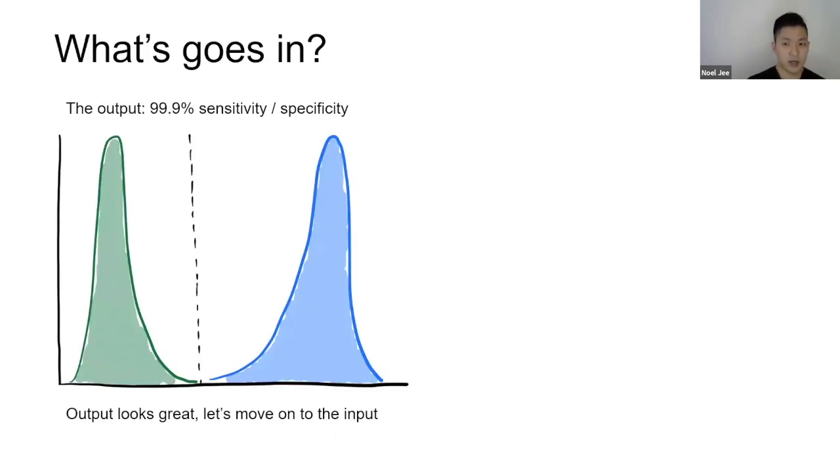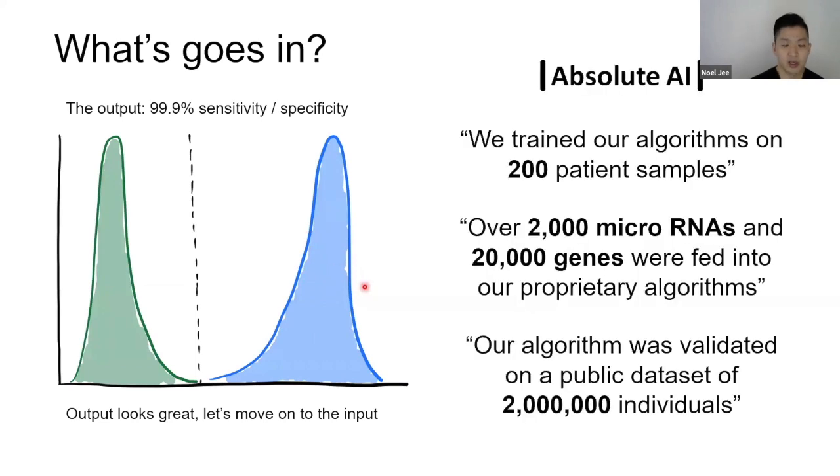So we talked a lot about output in the last session. So let's talk about input, right? So if an output looks good, great, let's move on. So in the case of Absolute AI, an anti-aging company, they said that they've trained their algorithms on 200 patient samples, used over 2,000 microRNAs, 20,000 genes, and validated on 2 million individuals.